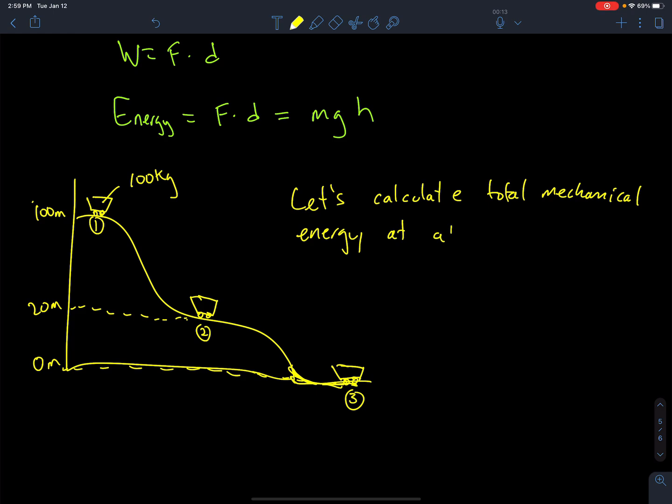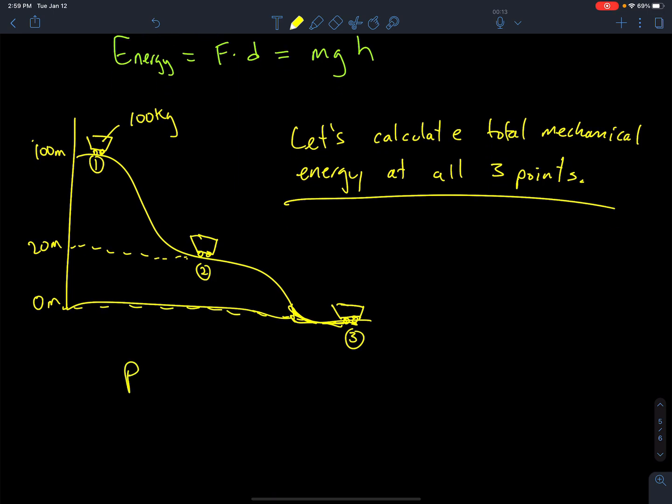At all 3 points. Okay, well, what we need to do is calculate the potential energy and the kinetic energy. The potential energy stored inside of that cart at the top point is going to be the work that we did to bring it up there, the work that we did against gravity. So the potential energy is equal to mgh, the force times the height. That's the work that we did to get it up there.